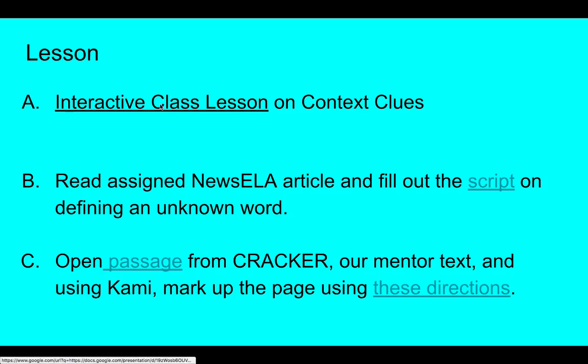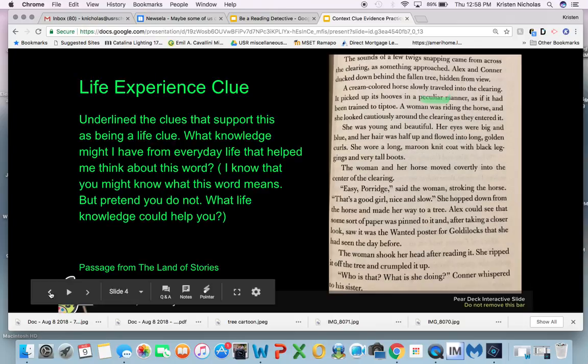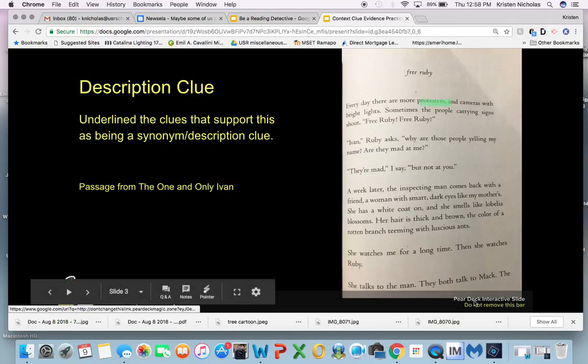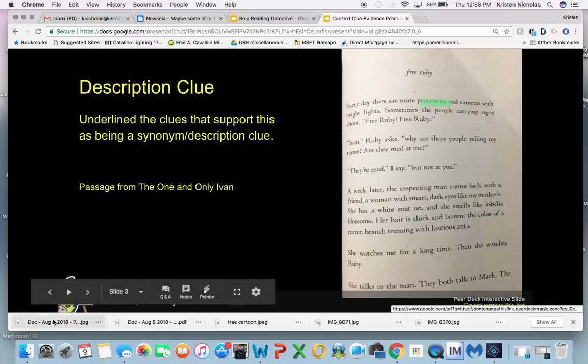So the first is an interactive lesson here, which is Google Slides. And this here has Pear Deck. So the students would have the opportunity to do the different tasks that are given to them. So in this slide here, I'm telling them that this is a description context clue, and I want them to underline the clues that support this as being a synonym description clue. So when they're given the code, they would be able to actually go and underline and mark up this passage.